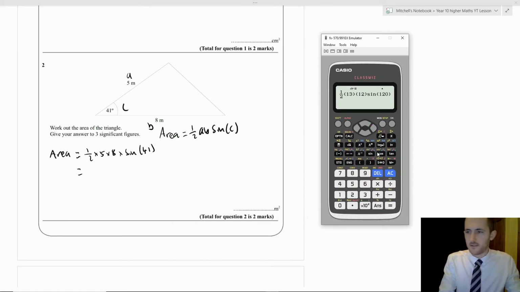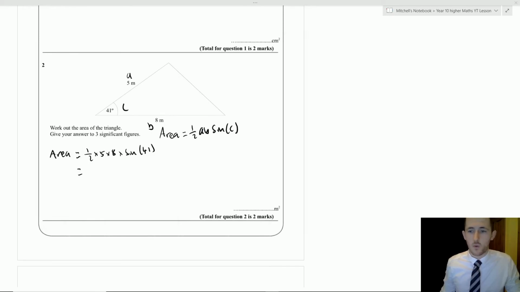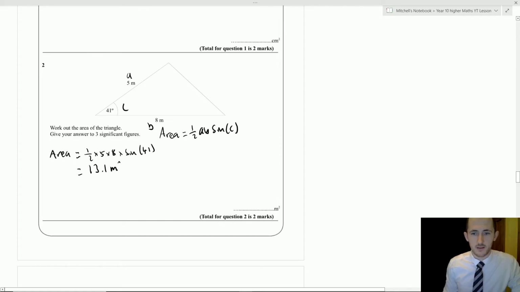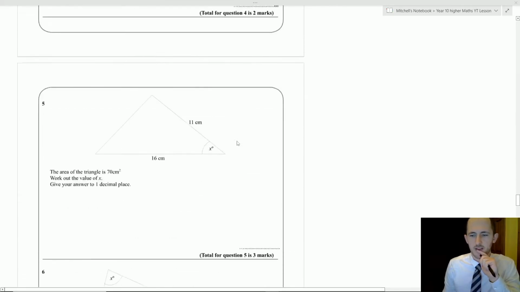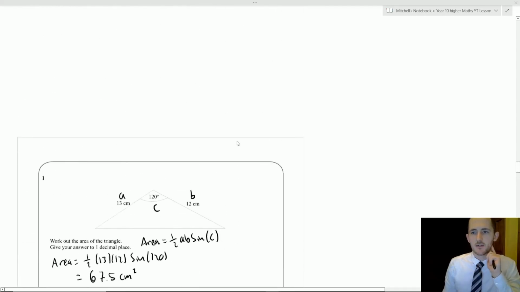So instead of 13 we have 5, instead of 12 we have 8, instead of 120 we have 41. 3 significant figures, 13.1 meters squared this time. So again, pay attention to the units. Is that okay for the area? Lila, Evie, is that all okay? I think it's not too bad. Yeah, most of the other questions stay the same. Yeah, so let's go back and do that hard question then.